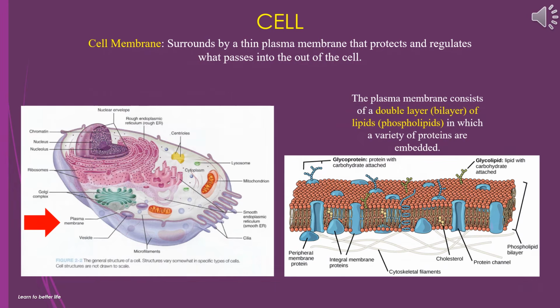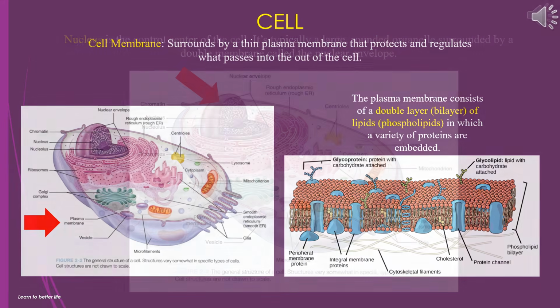Let's first discuss the cell membrane. The cell is surrounded by a thin plasma membrane that protects and regulates what passes into and out of the cell. The plasma membrane consists of a double layer, bilayer, of lipids, phospholipids, in which a variety of proteins are embedded.